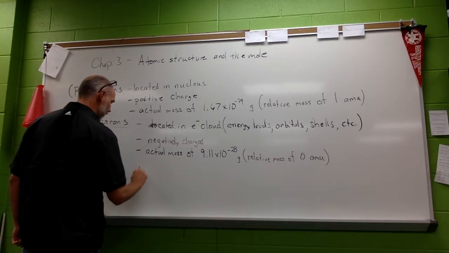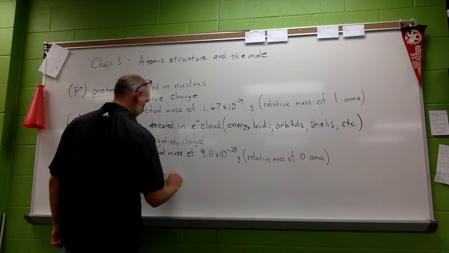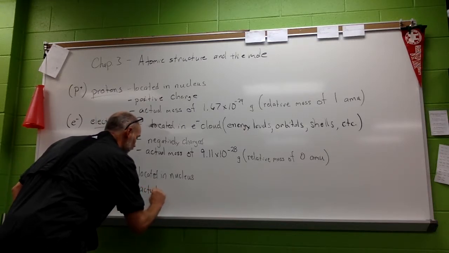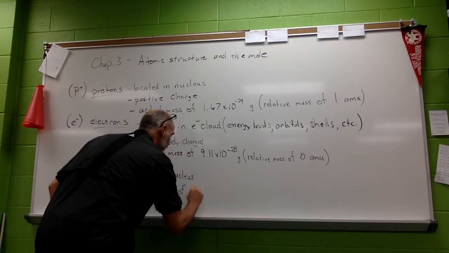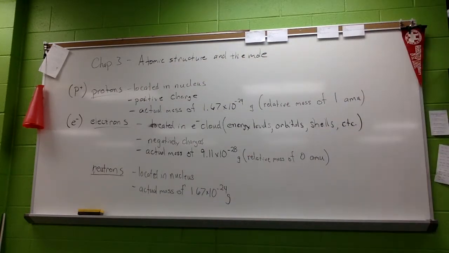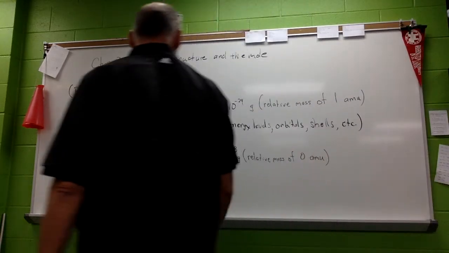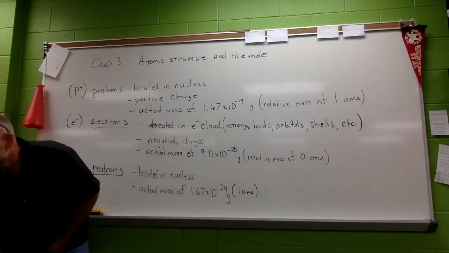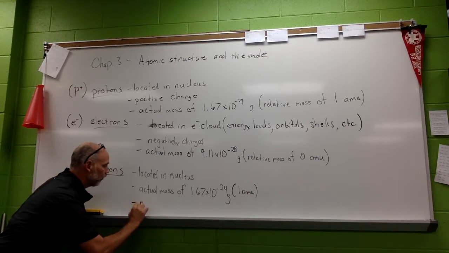Neutrons are located in the nucleus. We'll get back to what that means in a second. The actual mass is, to three significant figures, 1.67 times 10 to the negative 24th grams. Now, that's to three significant figures. A little bit later, it might be today or might have to be Monday, we're going to find out that with a little bit more precision, there is a small mass difference between the proton and the neutron. Currently, we're not going to get into that. Therefore, what do you think its relative mass is? 1 AMU. And what about its charge? It has no charge. It is neutral.